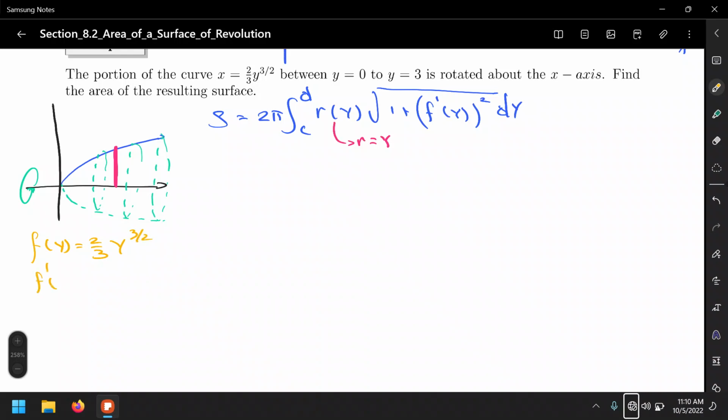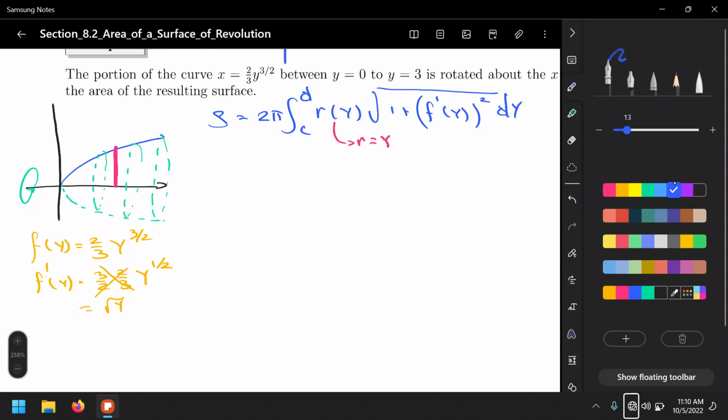So that's f prime equals 3/2 times 2/3 of y to the 3/2 minus 1. That's y to the 1/2. Cancel the 3's, cancel the 2's. That's the square root of y. So that's going to be here.